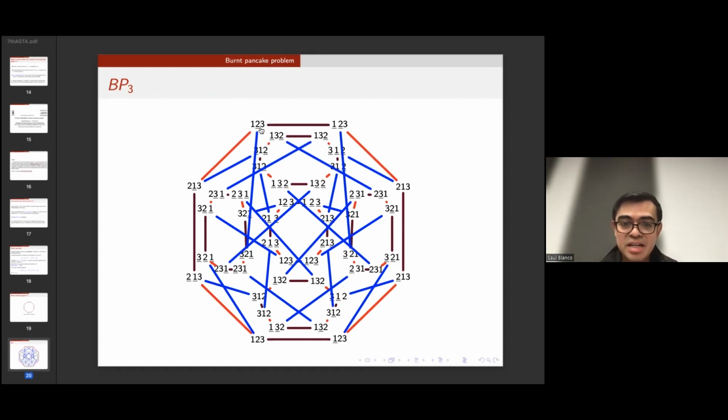You can also leave the last character fixed being 3, and then you get this big 8 cycle here on the border. It's the same kind of hierarchical structure where you fix the last pancake, and it's essentially like you have one fewer pancake. In that case, you see multiple copies of the previous graph, in this case BP2 inside BP3. And the property is actually very useful when you're trying to prove things about the graphs.